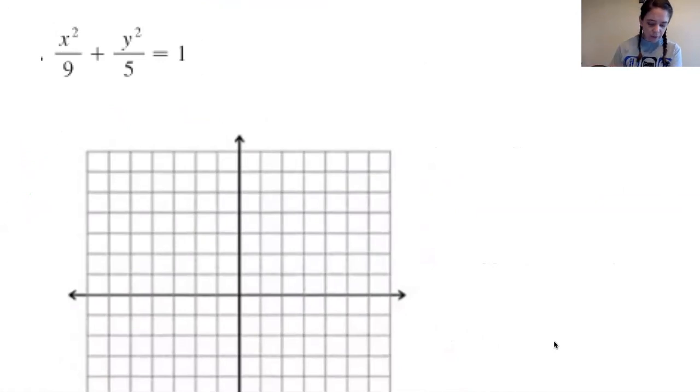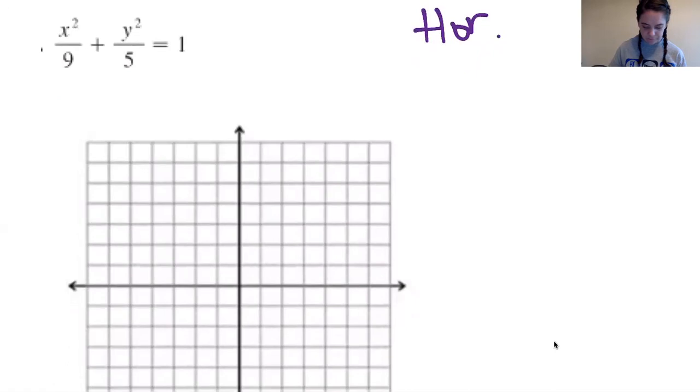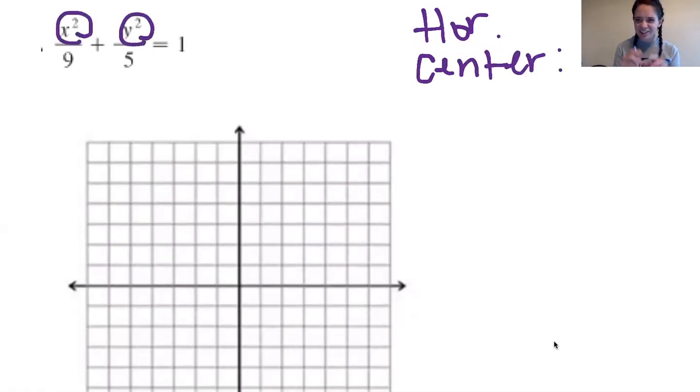So let's talk about how we know it's horizontal. We know it's horizontal because of the two denominators, the one under x squared is bigger. So it's a horizontal ellipse whose center is at (h, k). Since there's nothing in parentheses subtracting from x squared and y squared, we are going to say that our center is at 0, 0. I wanted to keep it simple here for our first example.